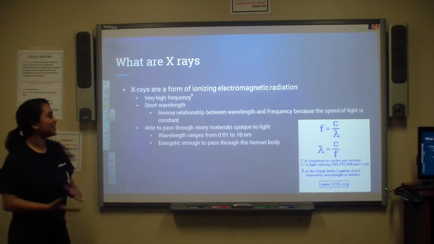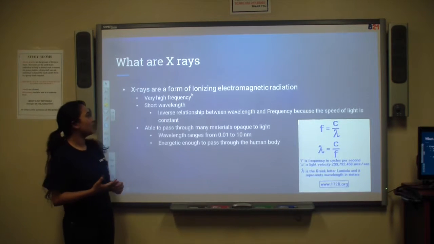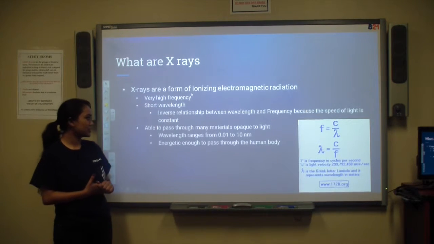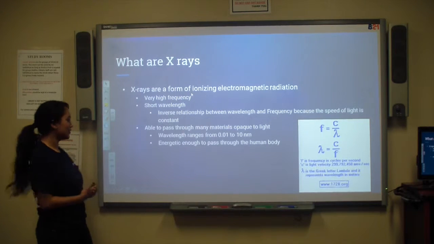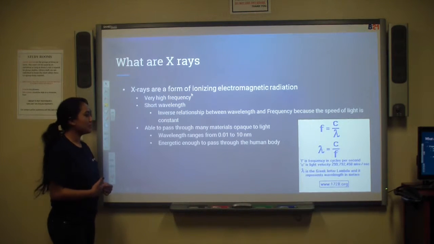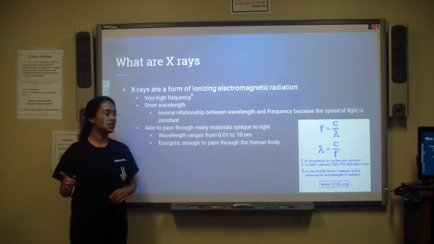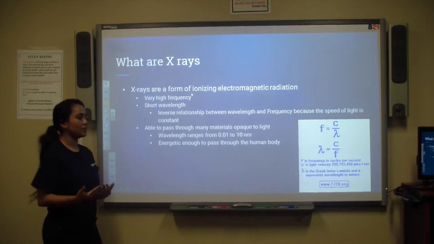What are X-rays? X-rays are a form of ionizing electromagnetic radiation. They have a very high frequency and a short wavelength. They have an inverse relationship between the wavelength and frequency because the speed of light is a constant. It's able to pass through many materials opaque to light, and wavelength ranges from about 0.01 to 10 nanometers. And it's energetic enough to pass through the human body.